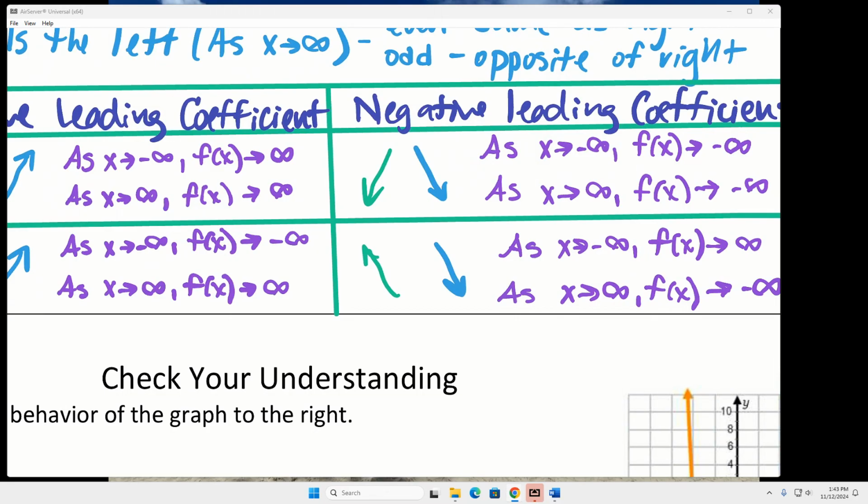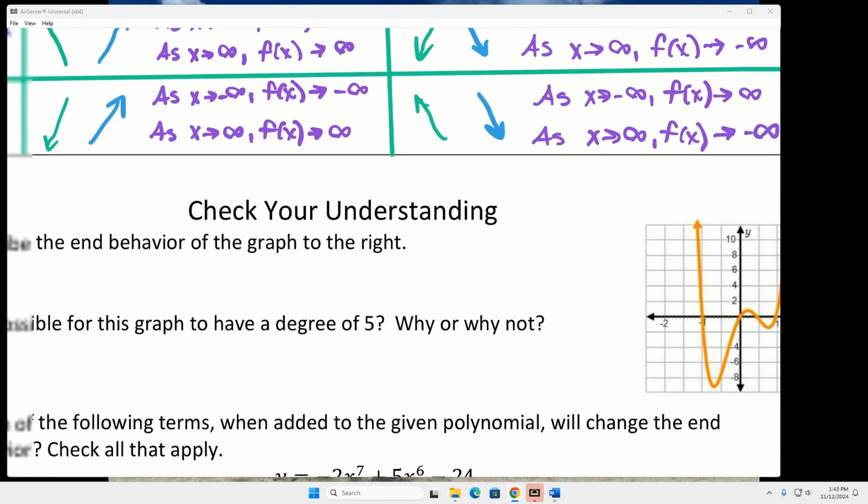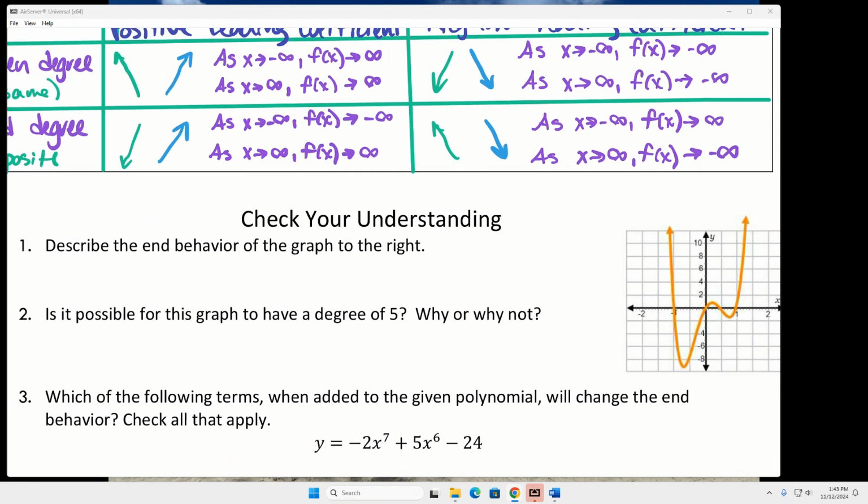Okay, so we're going to do 4 examples. In this first one, we don't have the equation, but we have the graph, which is even better. And so we're going to describe the end behavior of this graph. And so I'm going to start with the left side. The left side is as x approaches negative infinity. What is the function approaching on the left side? Infinity or negative infinity? It's pointing up. It's going to be infinity. What about the right side? Also infinity, yes. Good job.